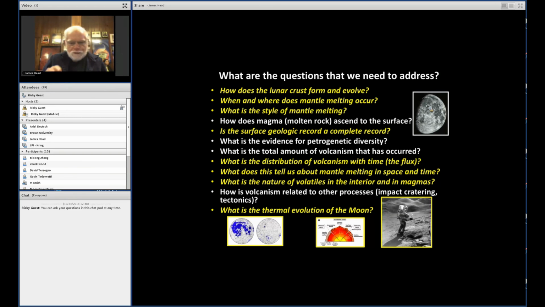So we can't really see it with GRAIL because it's constantly changing. It's not a static thing, it's a dynamic thing. The seismic data suggested that the base of the thermal lithosphere was about 800 to 1,000 kilometers depth.